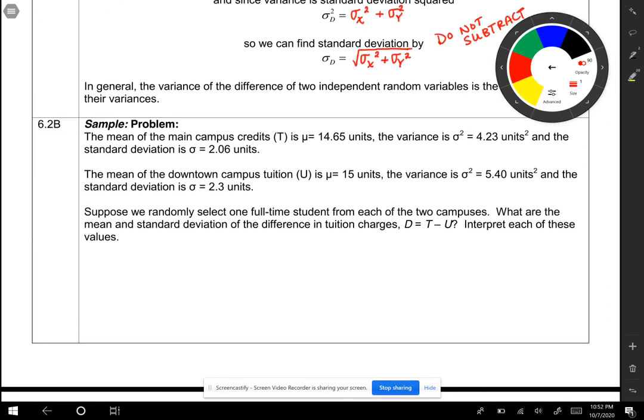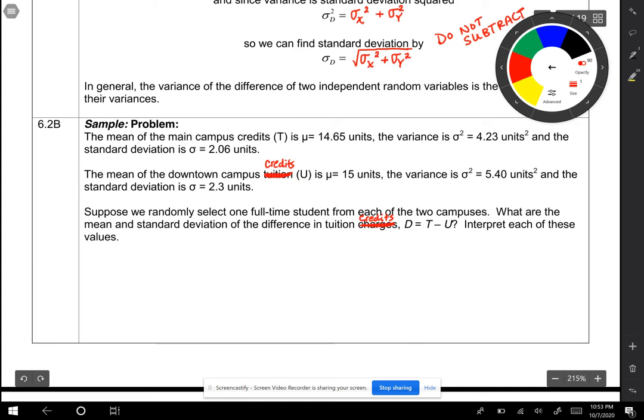Okay, going back to another problem. The mean of the main campus credits, T, is 14.65 units. The variance is 4.23 units squared, and the standard deviation is 2.06 units. The mean of the downtown campus credits, it's not supposed to be tuition, it's supposed to be credits. So let's fix that. U is 15 units, variance is 5.4 units squared, and the standard deviation is 2.3 units. Suppose we randomly select one full-time student from each of the two campuses. What are the mean and standard deviation of the difference in credits, not charges?